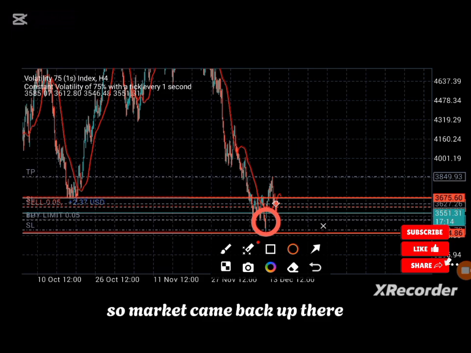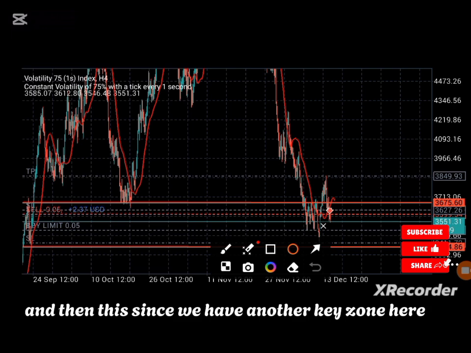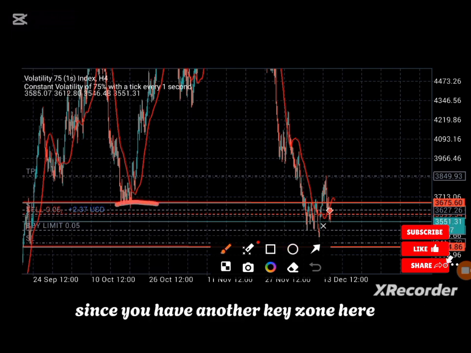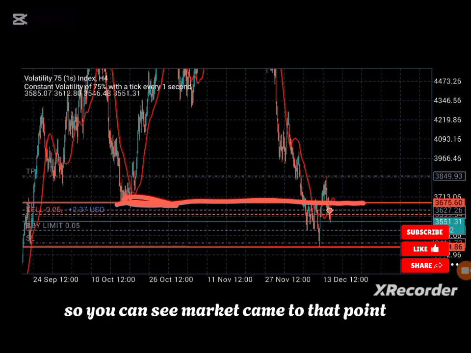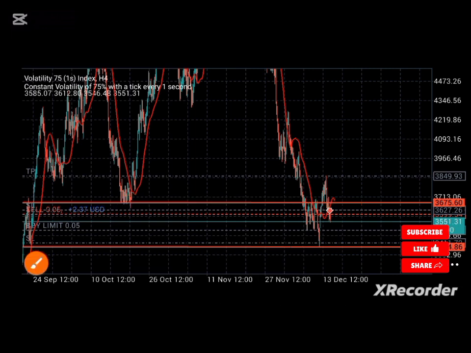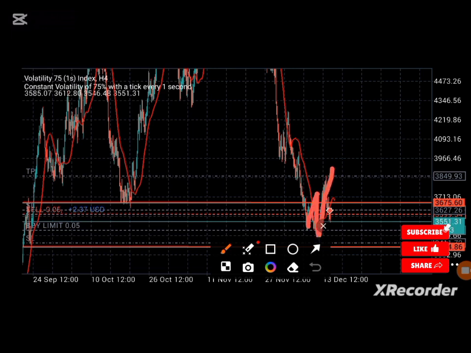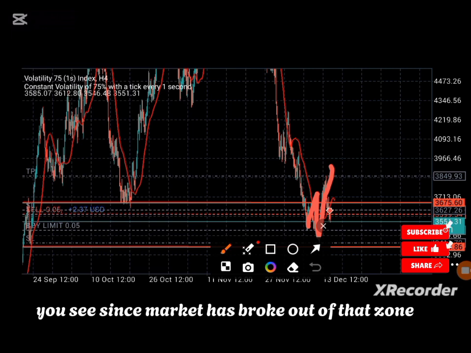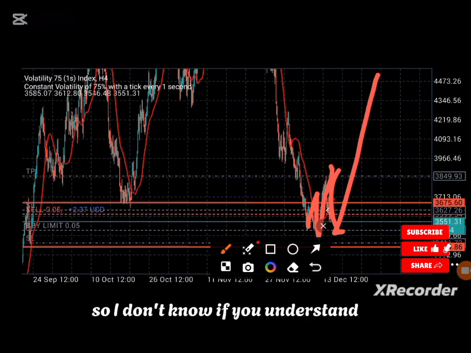The market came back up there, and since we have another key zone here where the market respected like this, the market came to this point from here like this. Then it broke out. Since the market has broken out of that zone, all we expect is a retest, and then we go back up like this. I don't know if you understand. This is how I analyze the market, right?